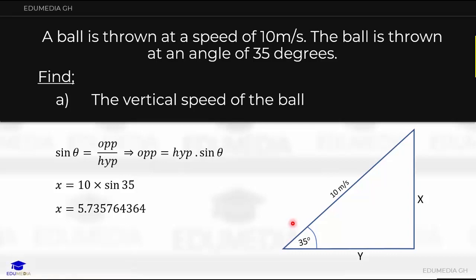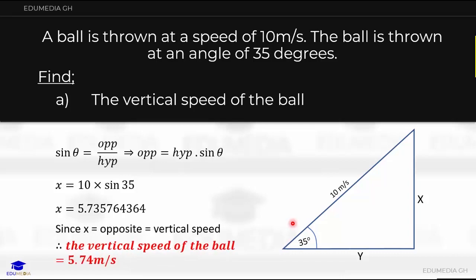So sine theta itself times the 10 gives us 5.735764364. Since x represents the opposite, and that also represents the vertical speed, it therefore means that the vertical speed of the ball is 5.74 meters per second. So at each second, the ball covers 5.74 meters.